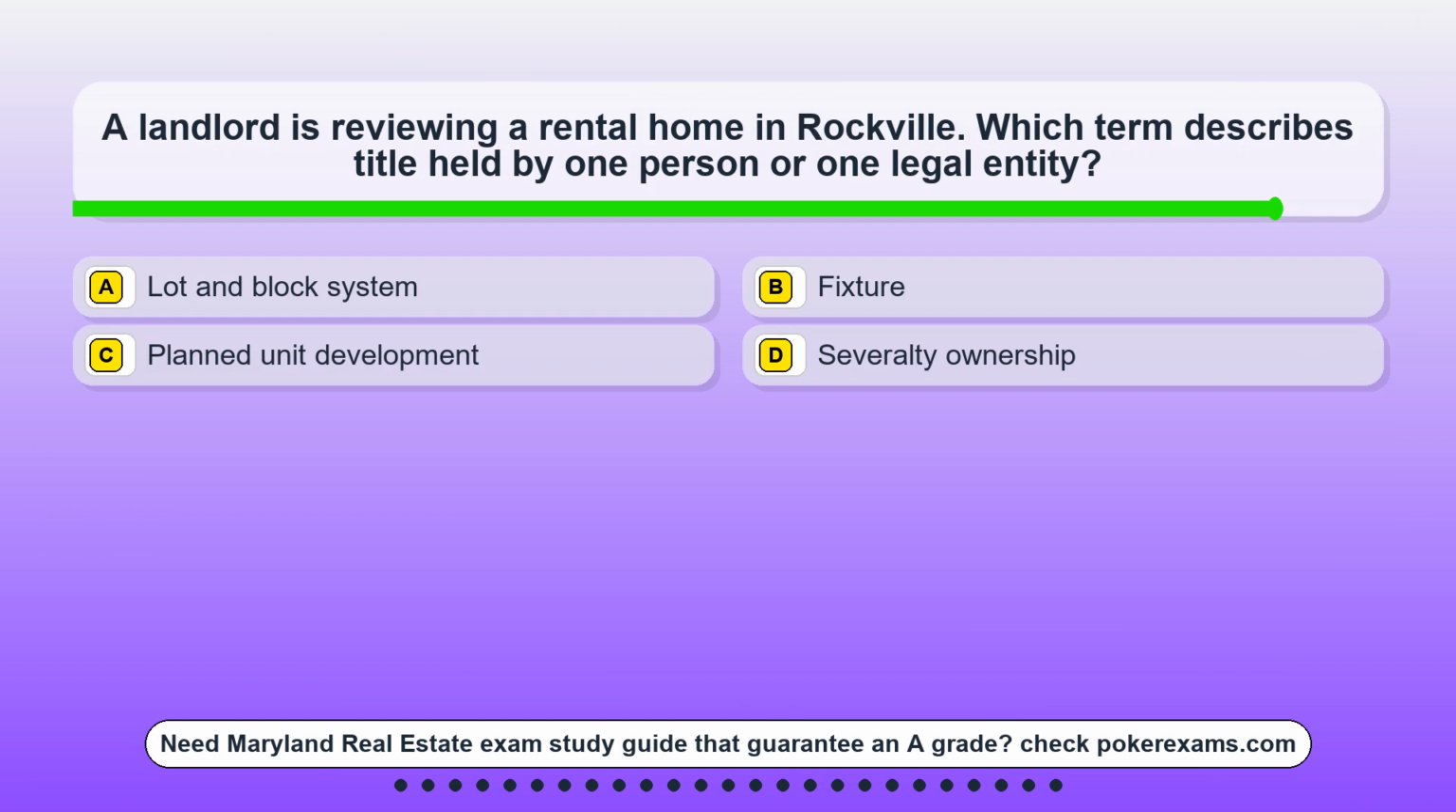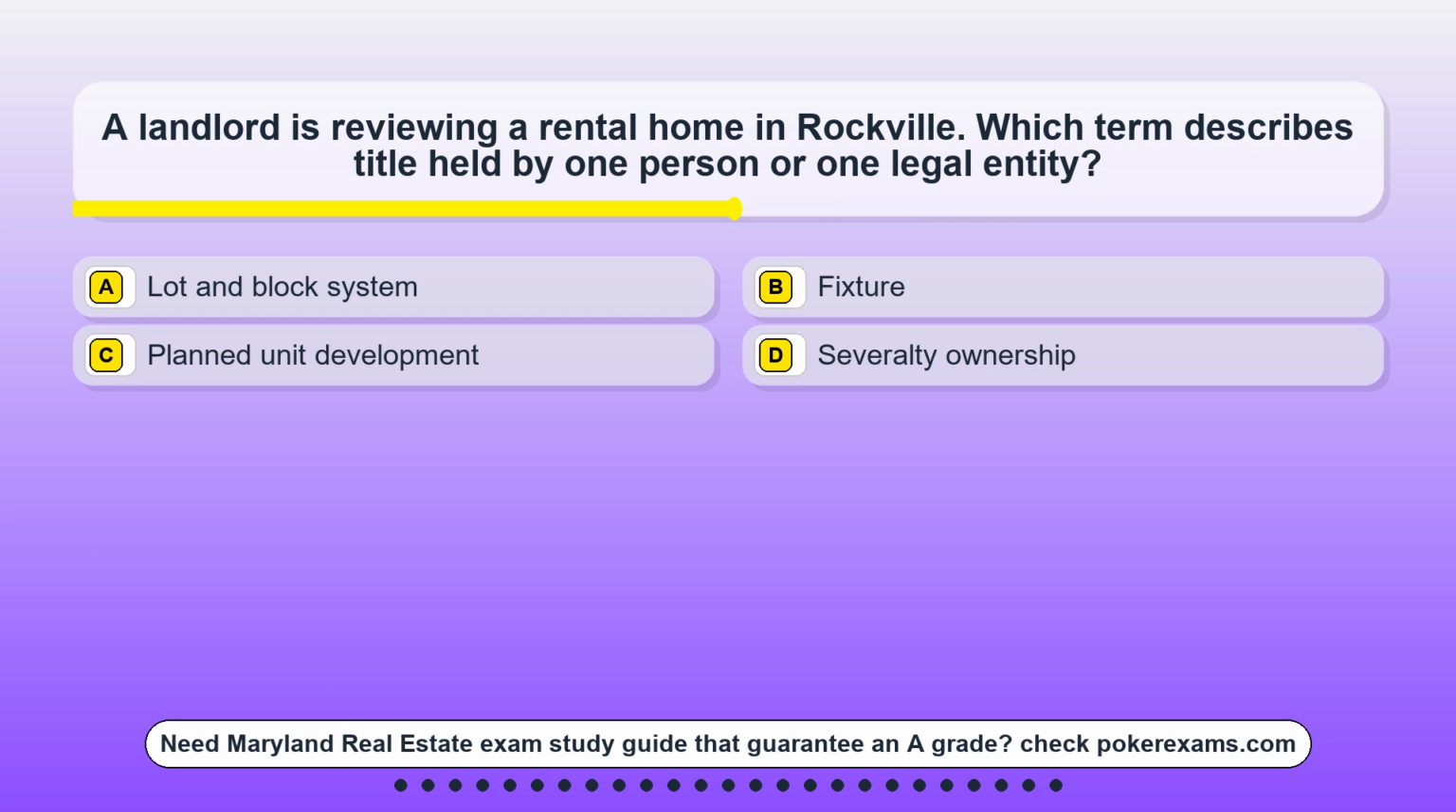Question 14. A landlord is reviewing a rental home in Rockville. Which term describes title held by one person or one legal entity? Option A, lot and block system. Option B, fixture. Option C, planned unit development. Option D, severalty ownership.